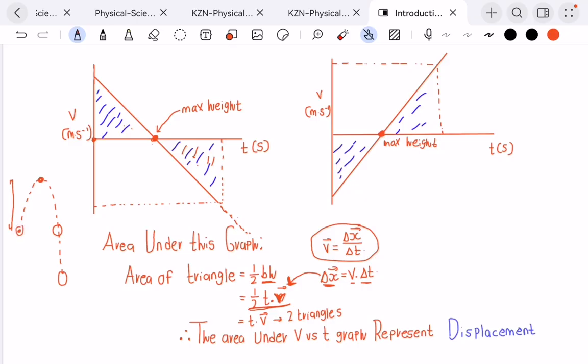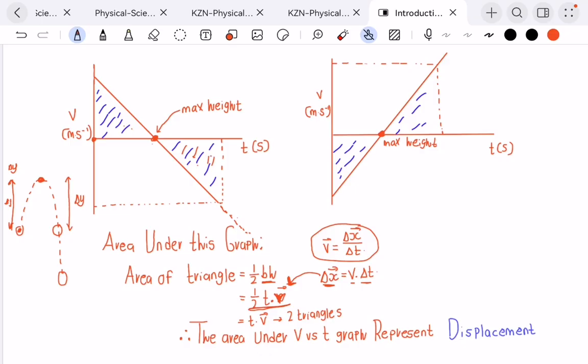From the initial position to the maximum height, this is our displacement, delta y. And then from here to here, this is also our delta y. You can see that the displacements of these two are the same in magnitude, but obviously they are not in the same direction, because remember, displacement is a vector, so it has magnitude and direction. But the magnitudes of these two displacements are the same, meaning that this area is the same as this area.